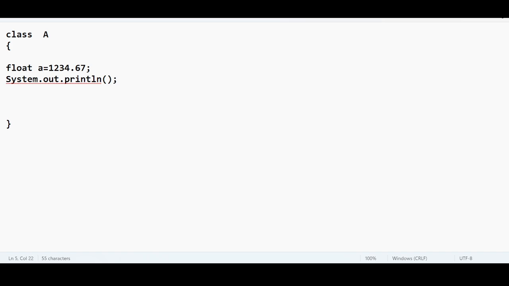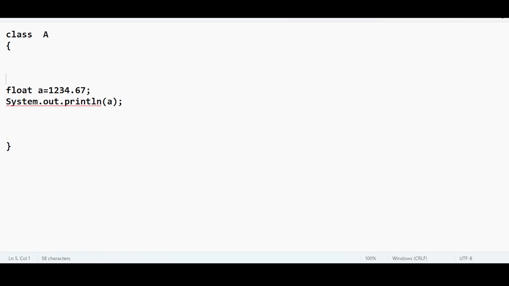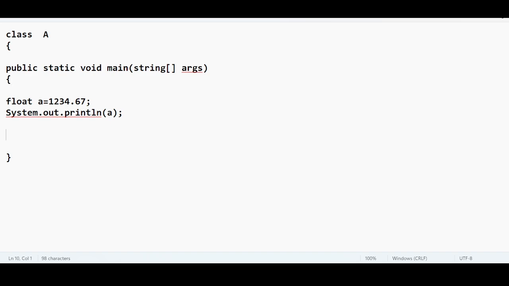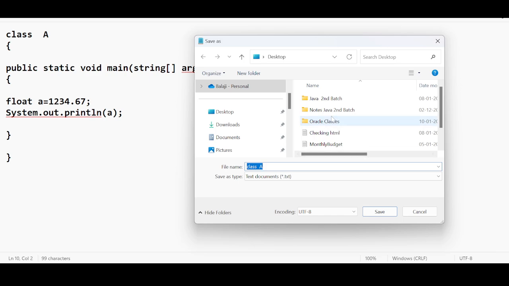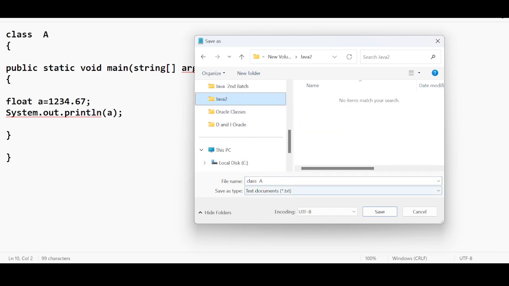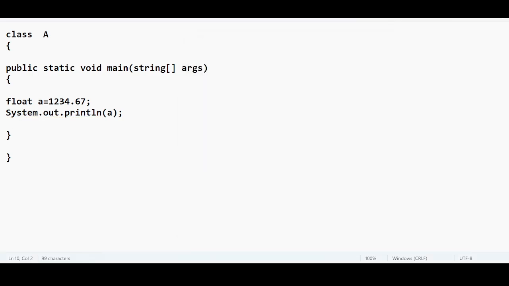System.out.println. If I run this class, the compilation will not be successful because we should take the main method, right? Public static void main, string array. So we have taken a main method and we have taken a class. Let us run this. First, before running this, let me save this as A.java. If I run this, what would be the output?